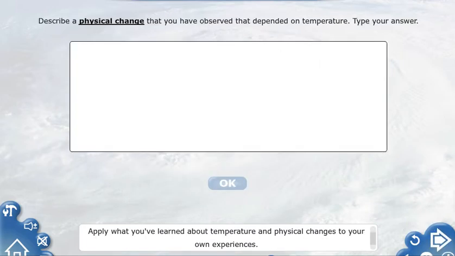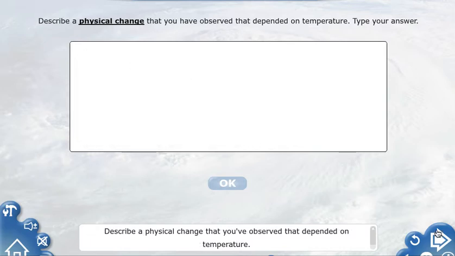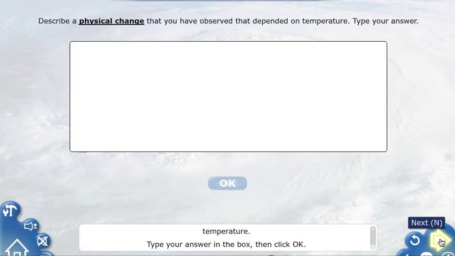Apply what you've learned about temperature and physical changes to your own experiences. Describe a physical change that you've observed that depended on temperature. Type your answer in the box, then click OK.